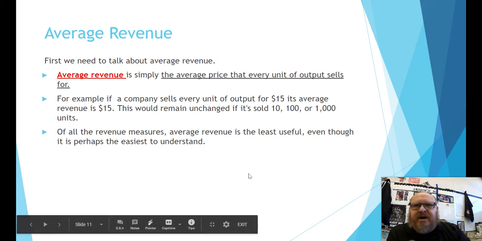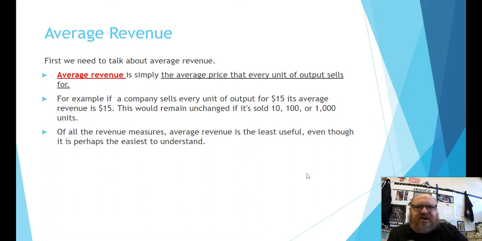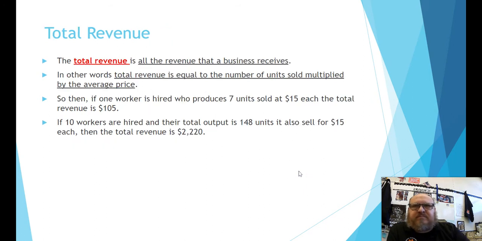So average revenue is actually the least useful of all the revenue measures, and more or less of any of the measures that we've talked about so far, really. Okay, so total revenue, of course, is really easy to understand. It is just all the revenue that a business receives, so all the income that a business receives from selling its product.